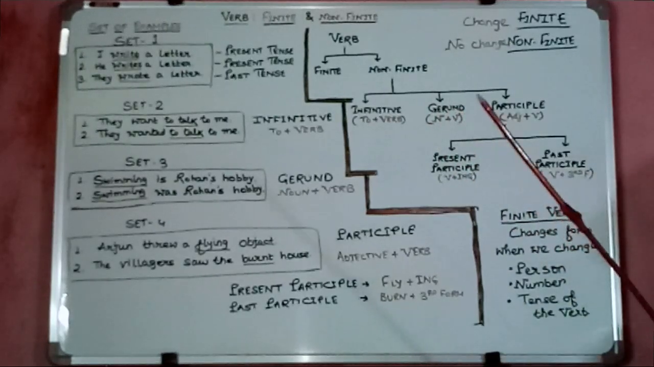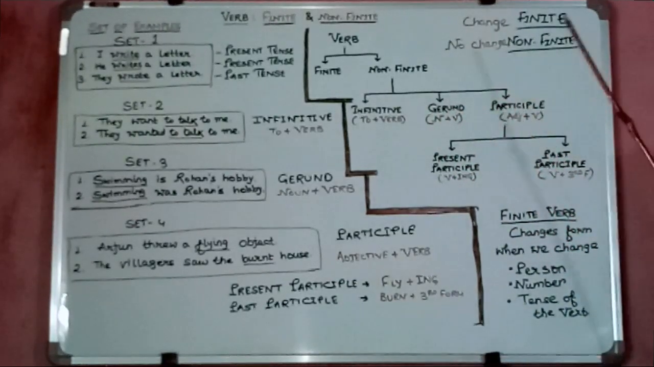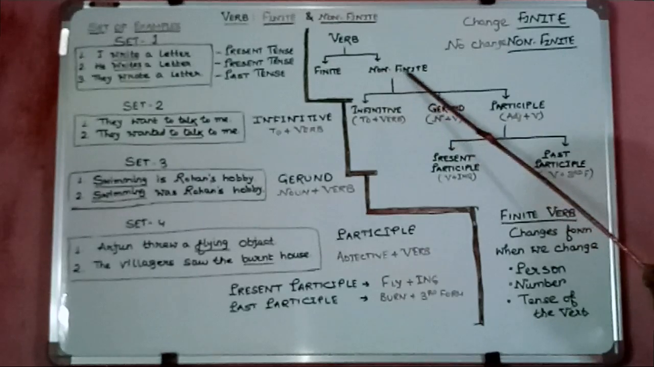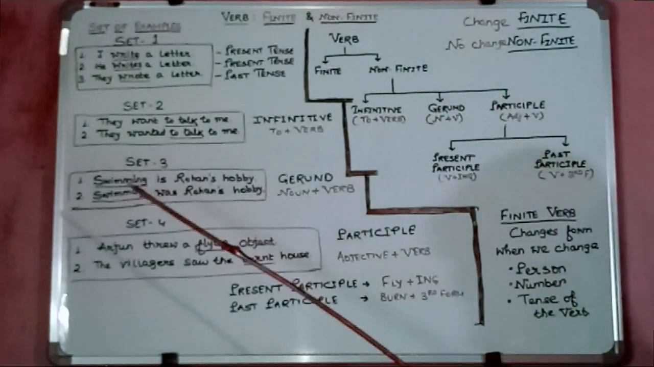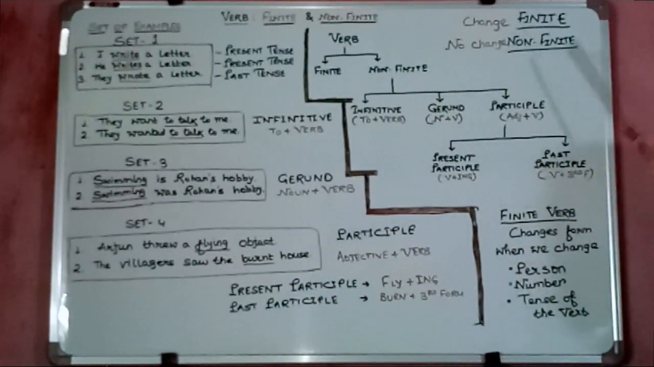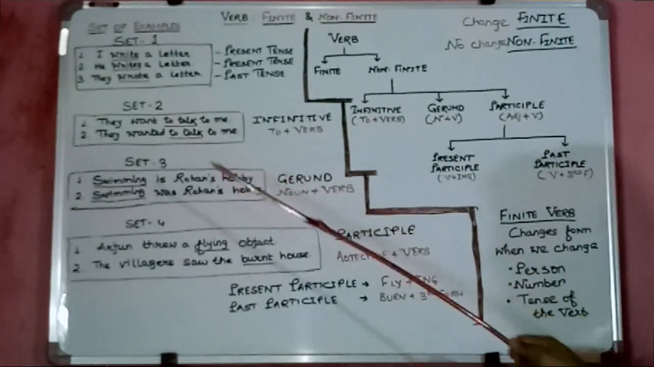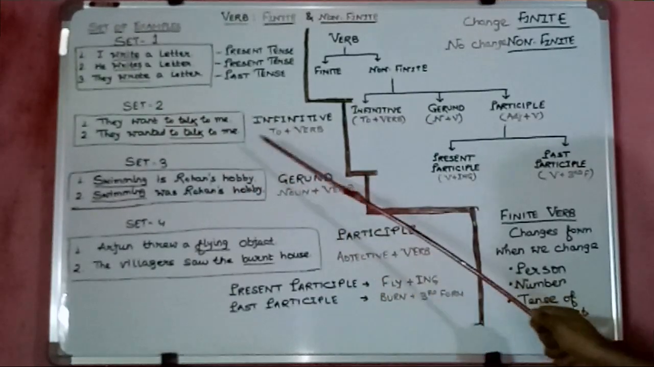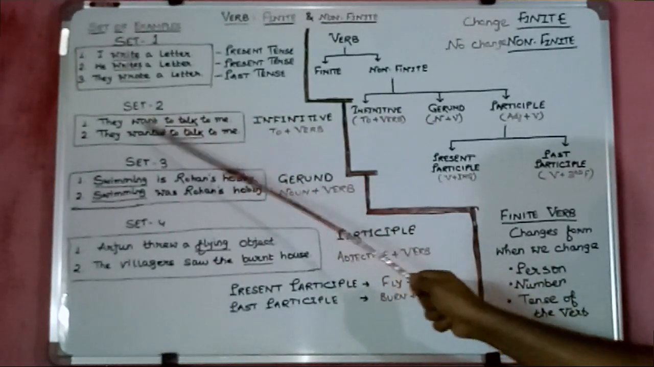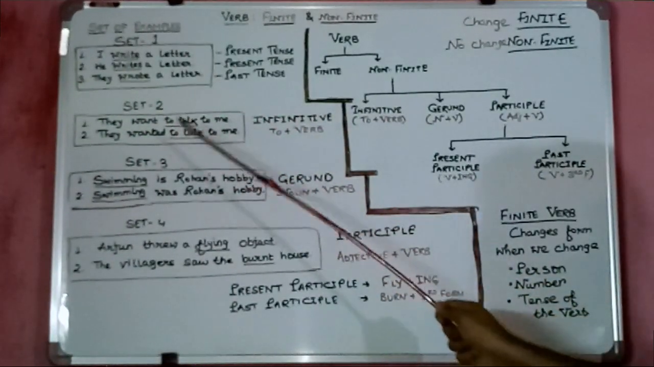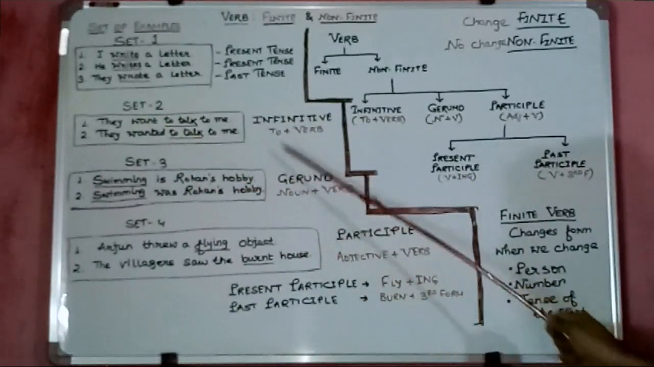Now we will come to the non-finite verb. Second part, non-finite verb. In non-finite verb, there is no change in the verb. Look at this set of examples. They want to talk to me. In the first sentence, they want to talk to me. And in the second sentence, they wanted to talk to me.